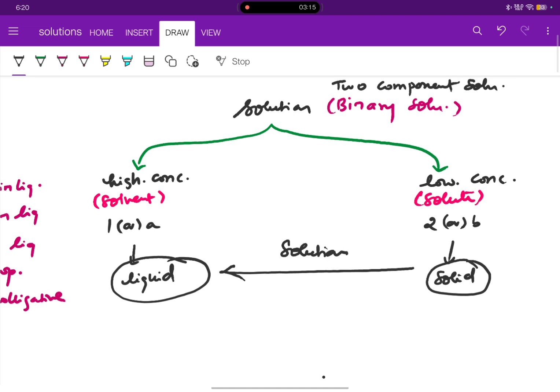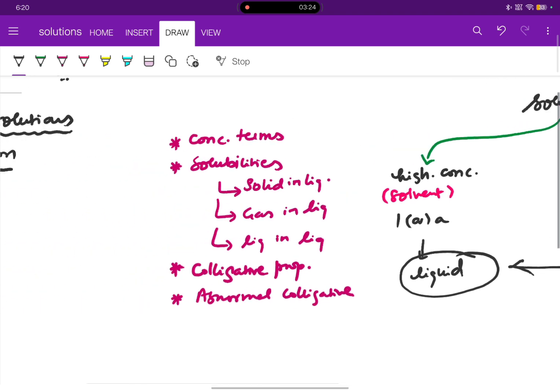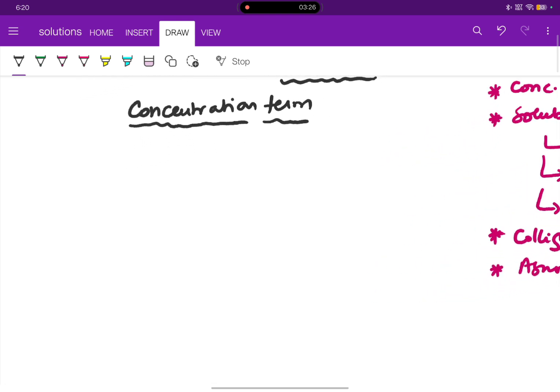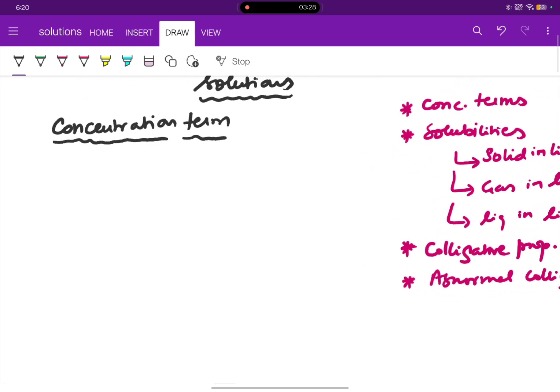Okay. We will see in detail about the solid and liquid solution, other things later. Now let us get into the first concentration term. The first concentration term is strength. What do you mean by the term strength? Very simple.